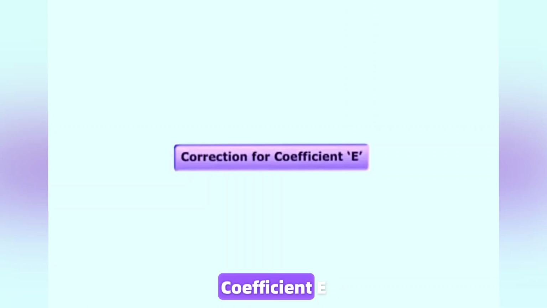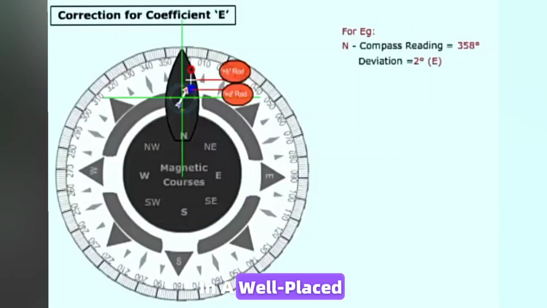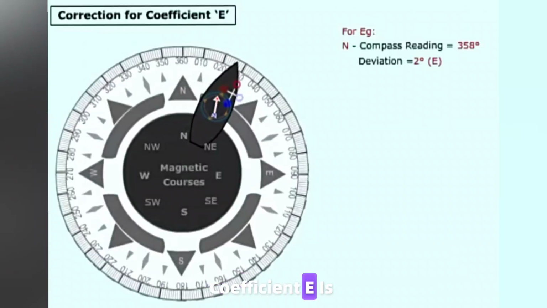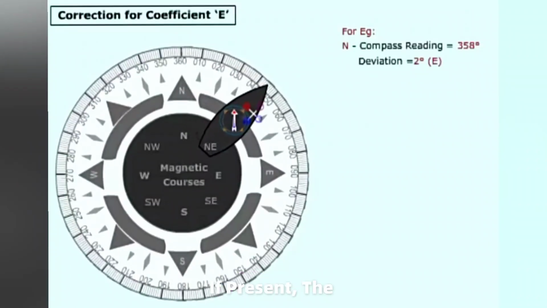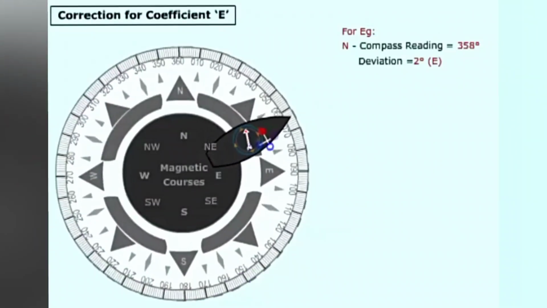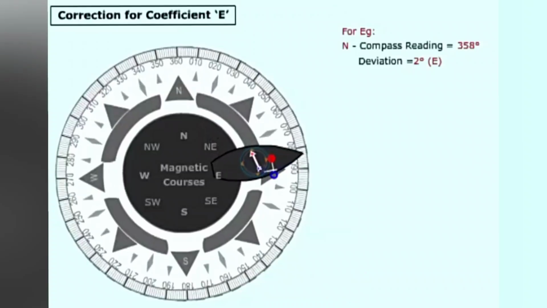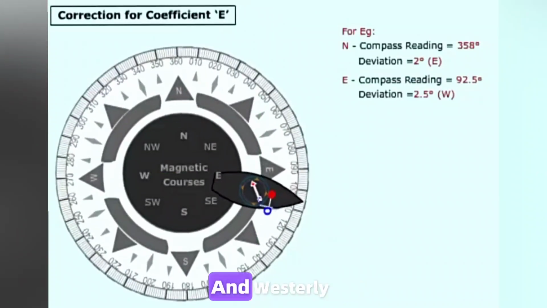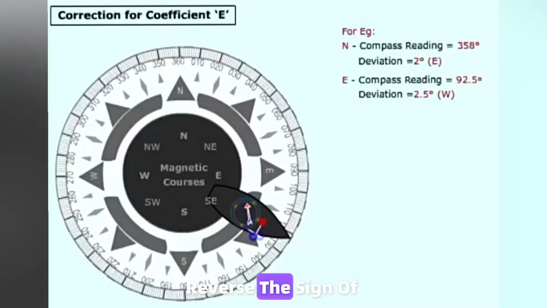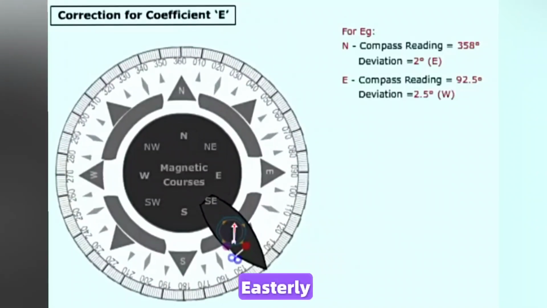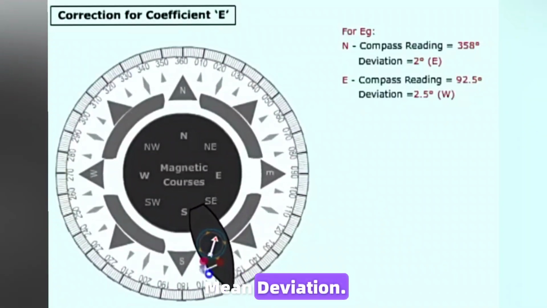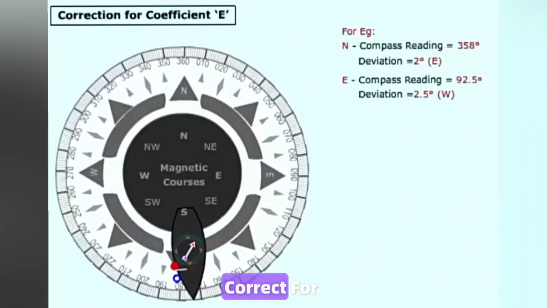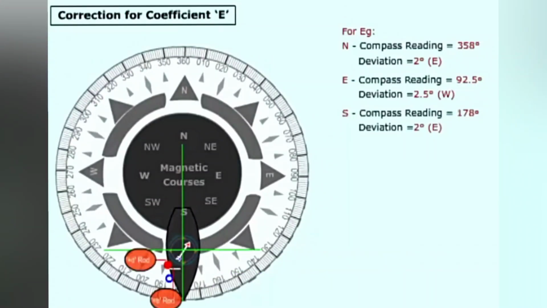Correction for coefficient E. In a well-placed compass, coefficient E is absent. If present, the spheres are slewed to correct. To find coefficient E, find the deviation on northerly, southerly, easterly, and westerly headings. Reverse the sign of the deviation on the easterly and westerly headings to find the mean deviation. Slew the spheres to correct for coefficient E.